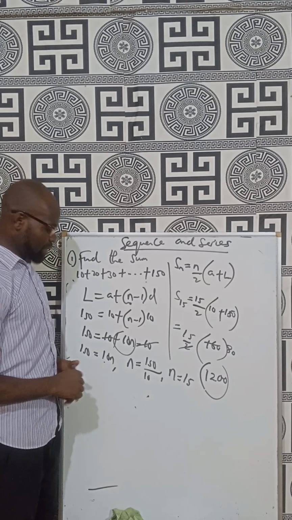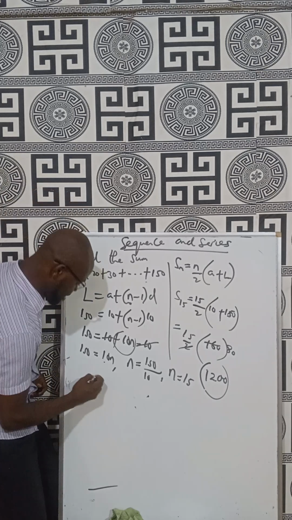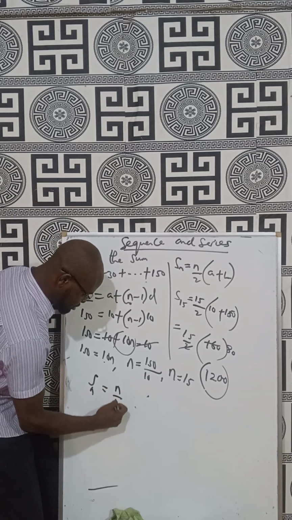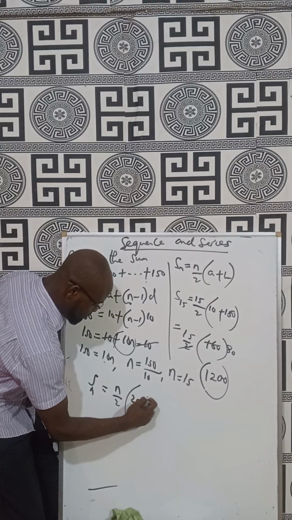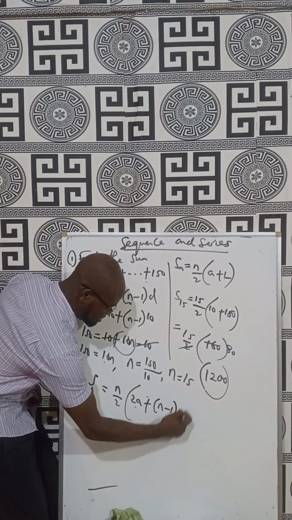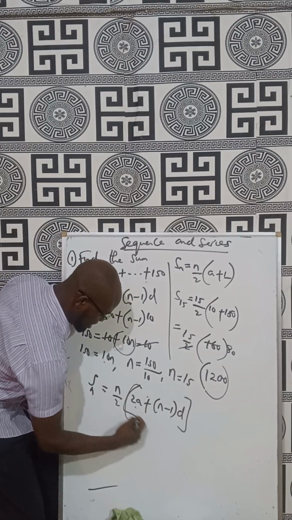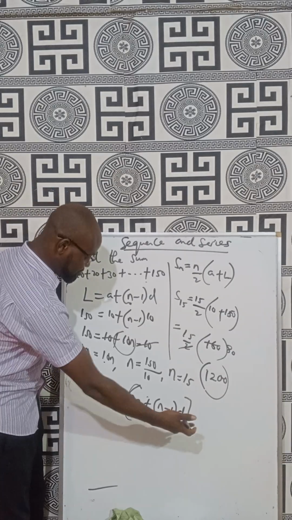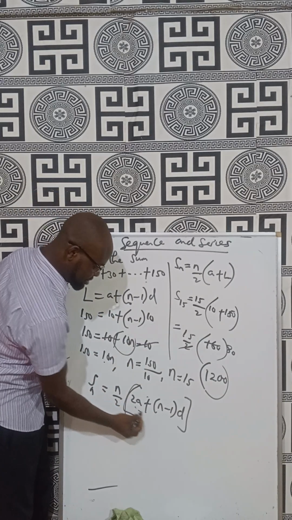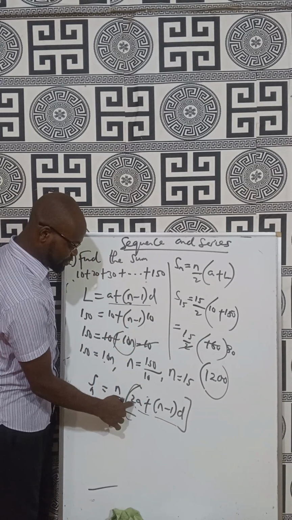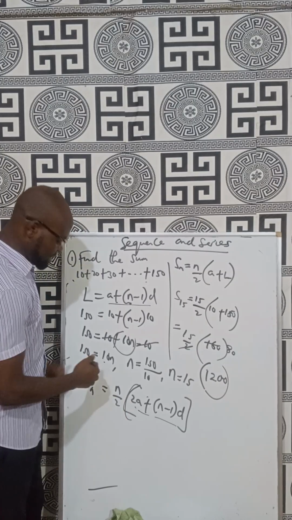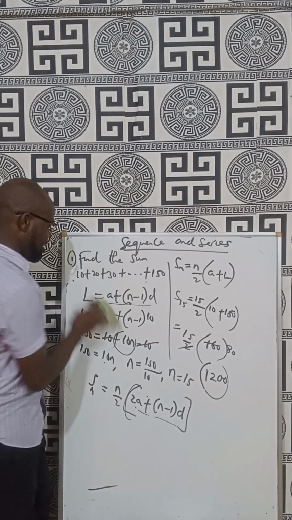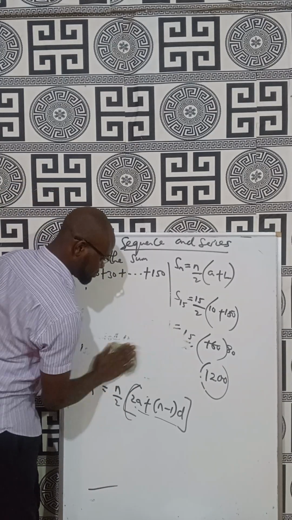You can also apply this one: Sn is equal to n over 2 into bracket 2a plus (n minus 1)d. It's very similar to the first formula. We only put 2a here and we keep n over 2. So let's apply that and see that we get the same answer.